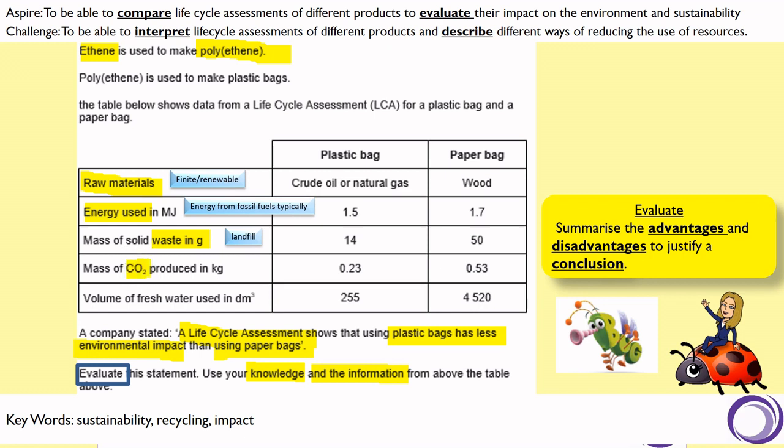Carbon dioxide production, remember this links to global warming. And the volume of fresh water used, that water would then have to be retreated before it could be used again. So now, a row at a time, I'm going to work through and write a life cycle assessment. So I'm going to start with the raw materials.